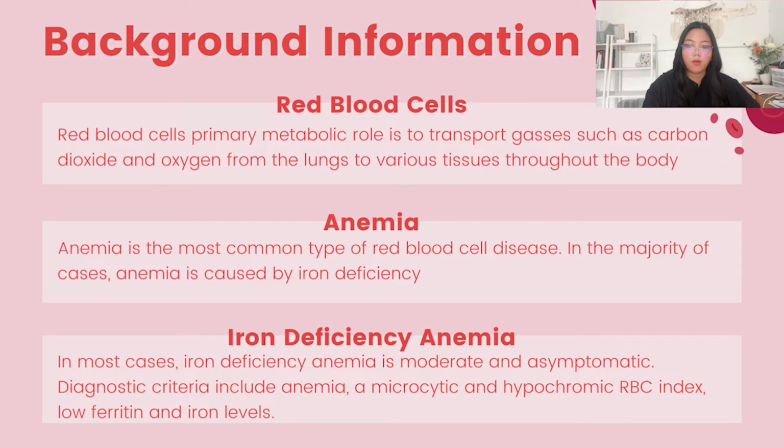Anemia is the most common type of RBC disease, characterized by a decrease in RBC below the normal range. In the majority of cases, anemia is caused by iron deficiency. In most cases, iron deficiency anemia is moderate and asymptomatic. Diagnostic criteria include anemia, a microcytic and hypochromic RBC index, and low ferritin and iron levels. In this paper, we will discuss the red cell index and its role in diagnosing iron deficiency anemia.